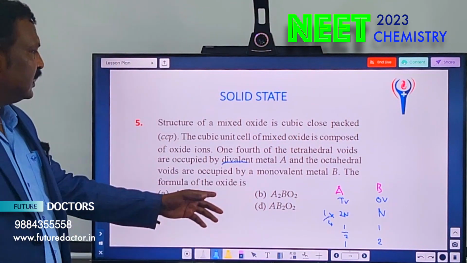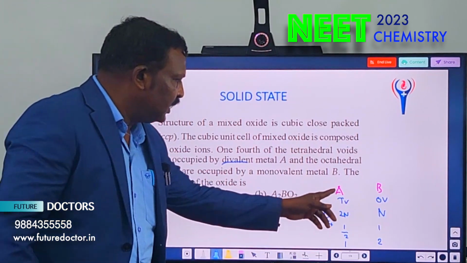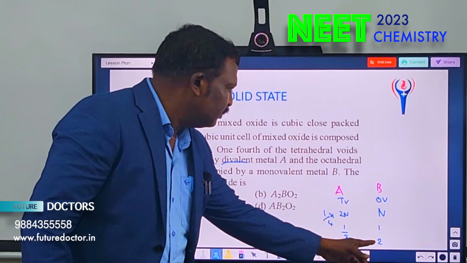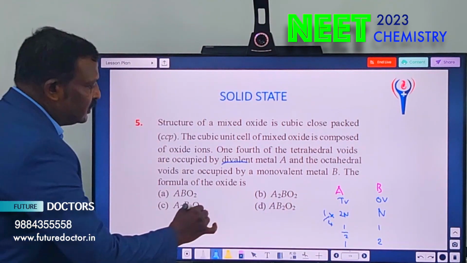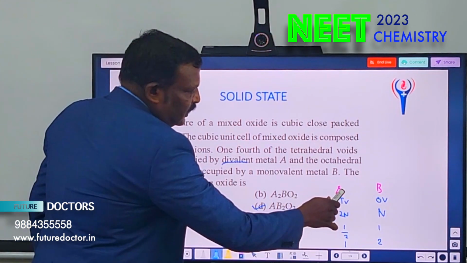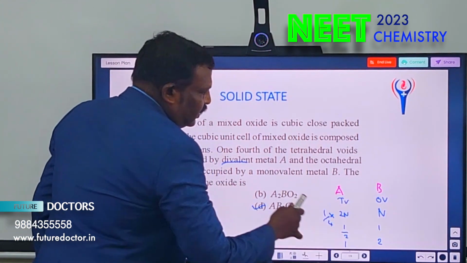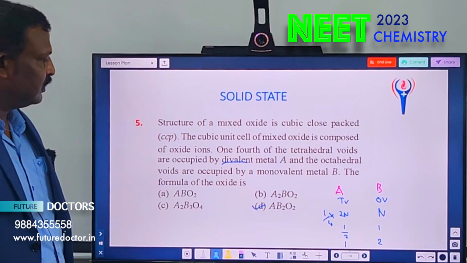Then the oxide. The formula of the oxide is given. For the oxide you put just O2 at last. So A1, B2, O2. O2 you put at last. So the answer is D, the correct one. Understood? Are you following? A1, B2, oxide also you should add. So AB2O2, that's the answer for this. Next one.